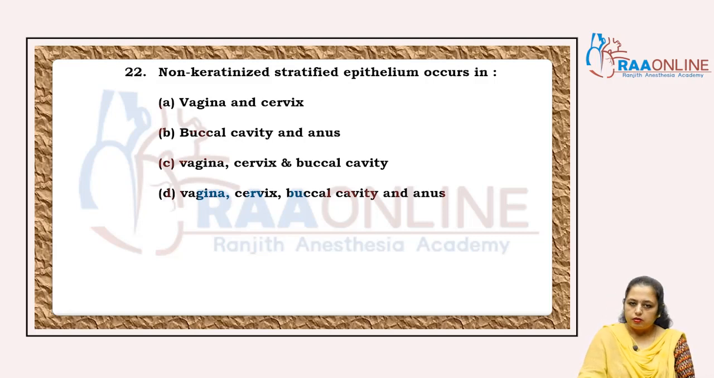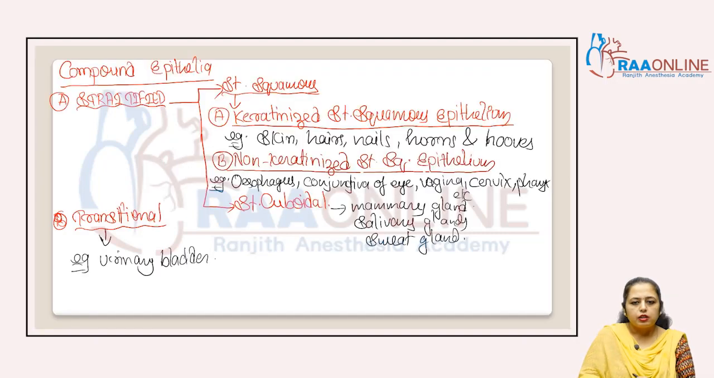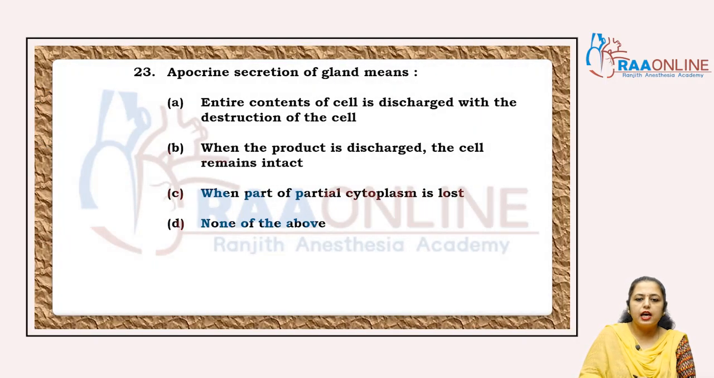vagina, cervix, correct. Buccal cavity, yes. Anus, no. If there were anal canal, then we would say that it is correct, right? The vagina, cervix and buccal cavity, it is correct. The vagina, cervix, buccal cavity and anus, no. If anal canal is there, then the answer is D. Now in that case, the most appropriate answer is C. Come to the next, that is, apocrine secretion of the glands means.